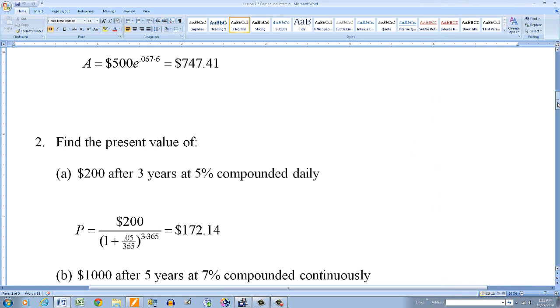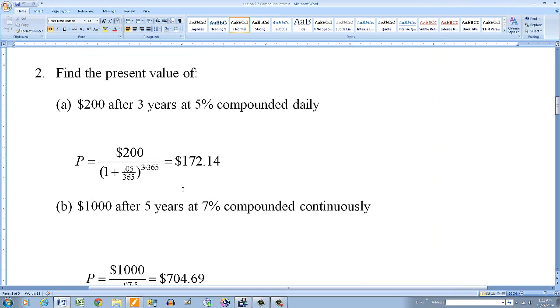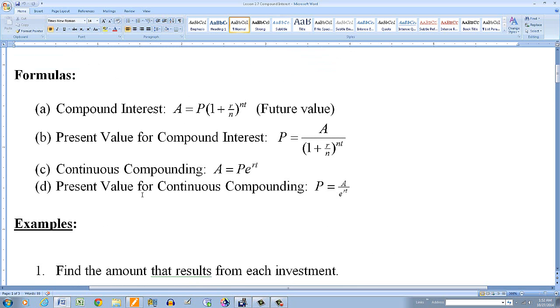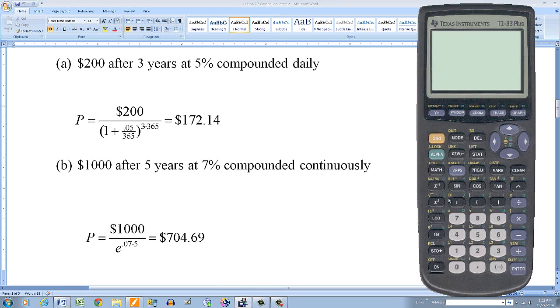Same thing for the next one, except it's compounded continuously. We want to find the present value of $1,000 after 5 years at 7% compounded continuously. So I'm using the formula for continuously compounded present value, P equals A over e to the rt. There's your setup: 1000 divided by e to the 0.07 times 5. Here are the calculations.